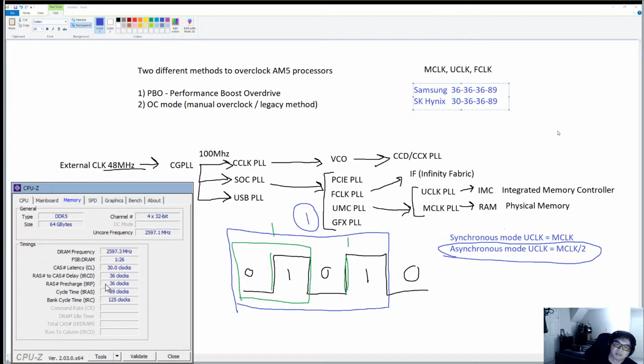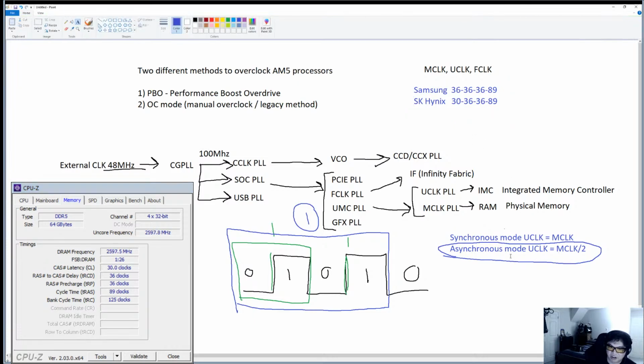But again, why asynchronous mode exists is so that you can hit higher frequencies on the memory. Because if you decouple them, for example, if I'm running, let's just use 64.